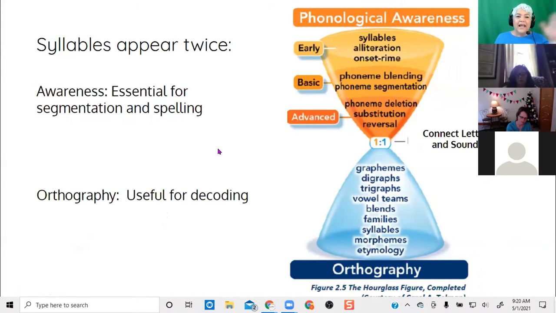Okay, so, and then Dr. Tolman's hourglass. I'm going over this very quickly this time, but just if you had an issue with this, let me know.